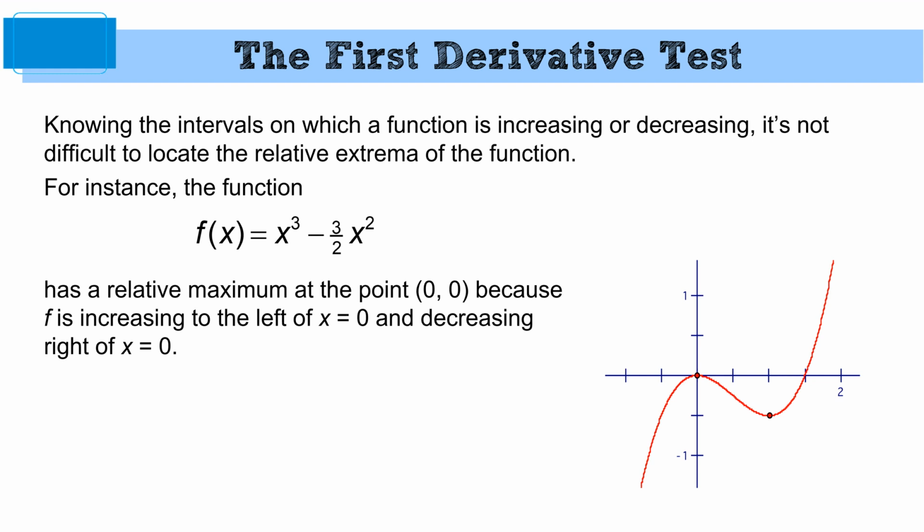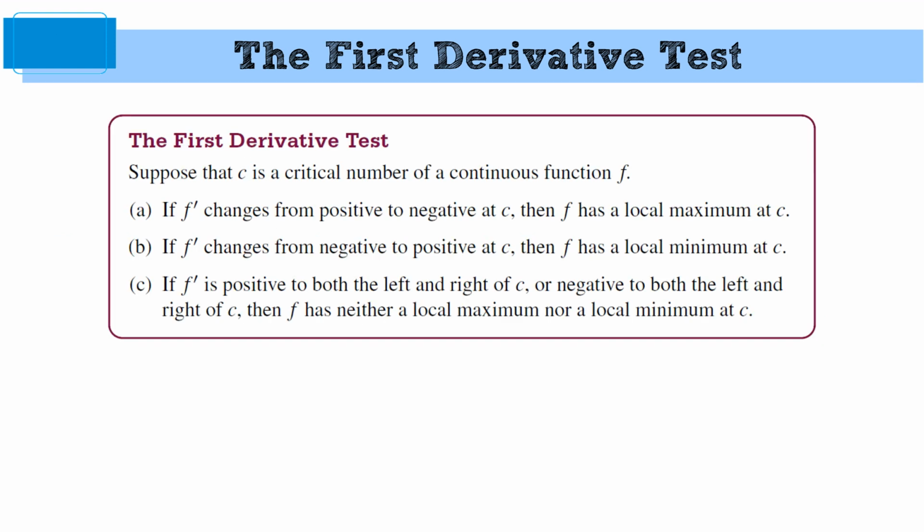Okay? So here's a picture of the function that we had before. It is a cubic. That's what it looks like if you graph it. And our answers were correct. There's a relative max at 0. There's a relative min at 1. Okay. All right, so here's the fancy schmancy first derivative test.